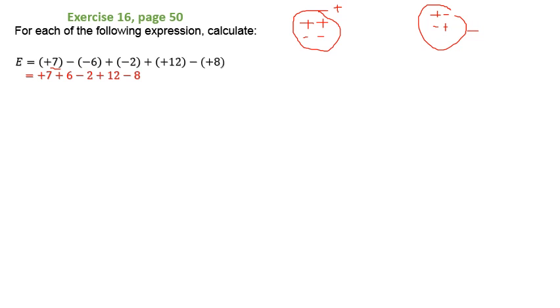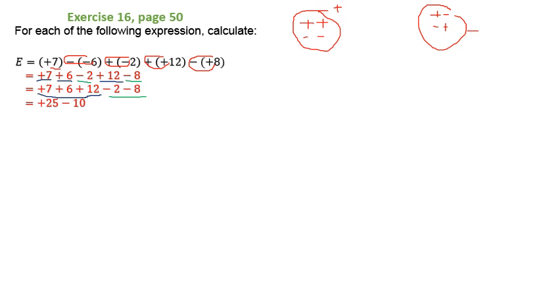I write on the line plus 7 minus minus 6, it's a plus 6. Here, opposite signs, so minus 2. Same sign, plus 12. Opposite signs, so it's minus 8. Now, I have to write first the positive numbers and then the negative numbers. Here we have plus 7, which is positive, plus 6, and plus 12. Okay, they are positive numbers, so I put them first, and then after that I put the negative numbers minus 2 and minus 8 next to each other.